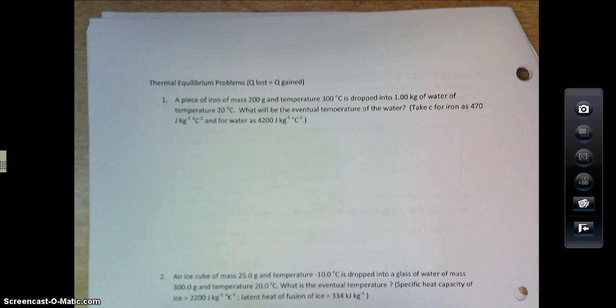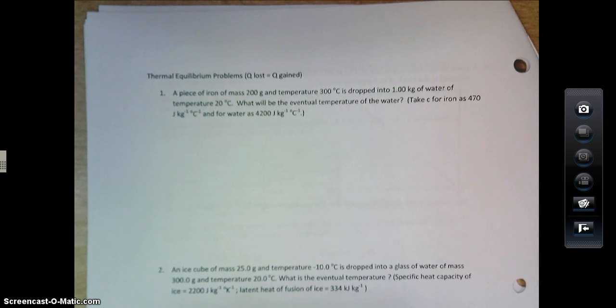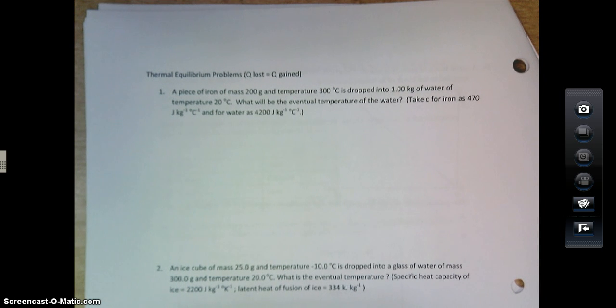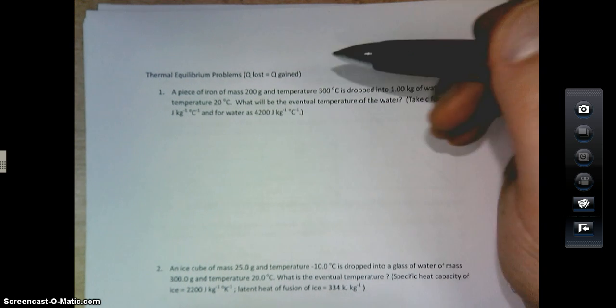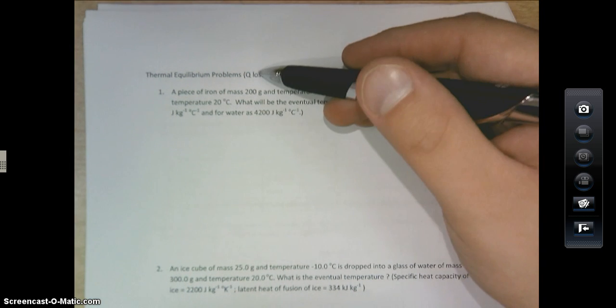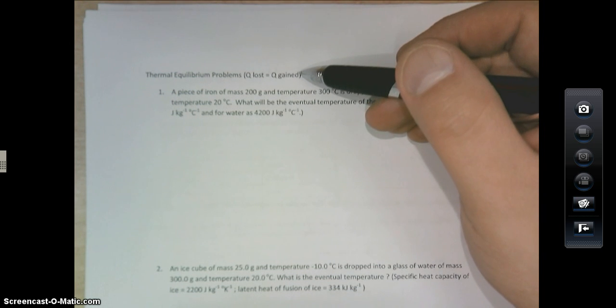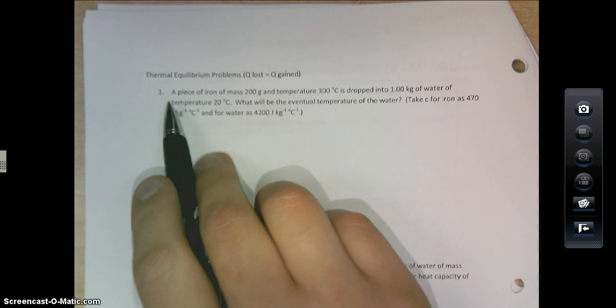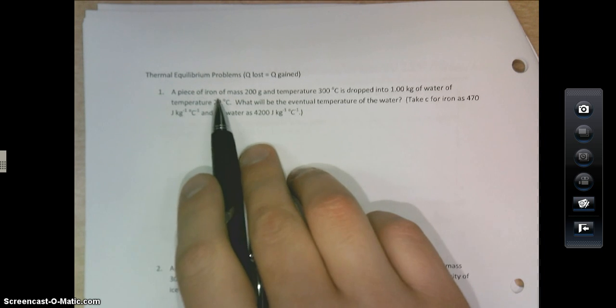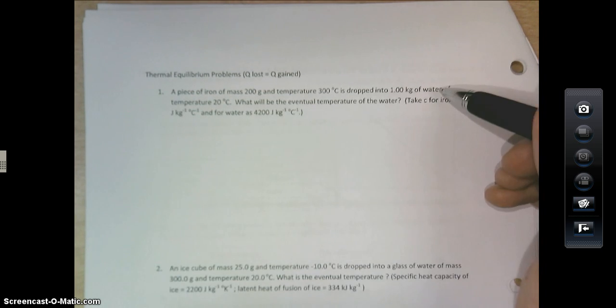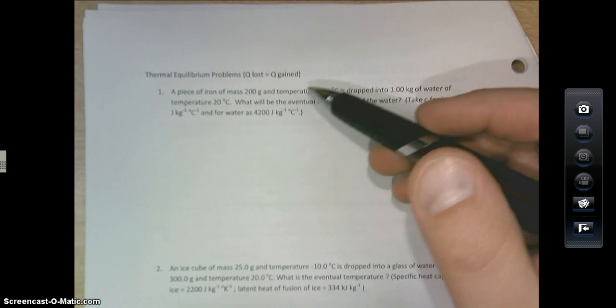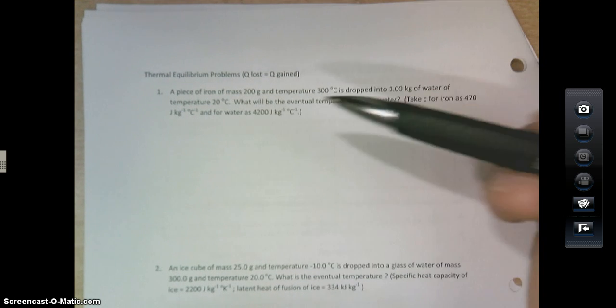Alright, so I want to go through a couple examples of thermal equilibrium problems. Thermal equilibrium problems are prime examples of conservation of energy, where the energy or heat lost has to be equal to the heat gained by another particular object. As an example, this particular question talks about a piece of iron being dropped into a glass of water, where the iron's really hot and the water is fairly cool.